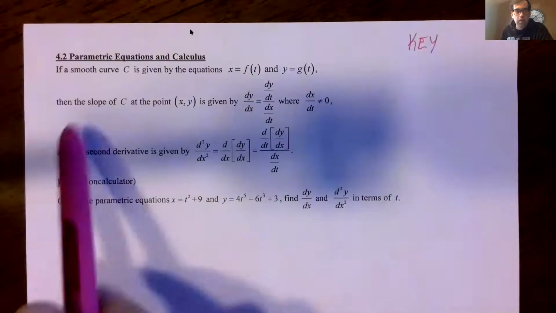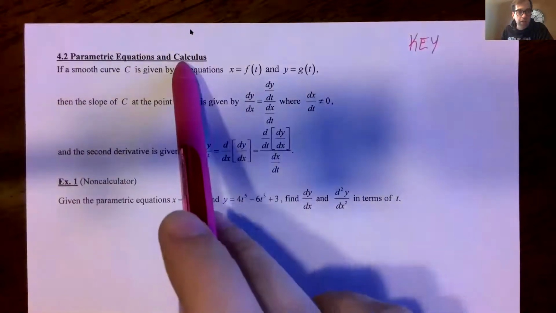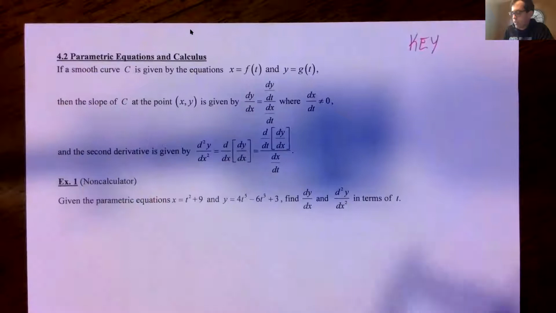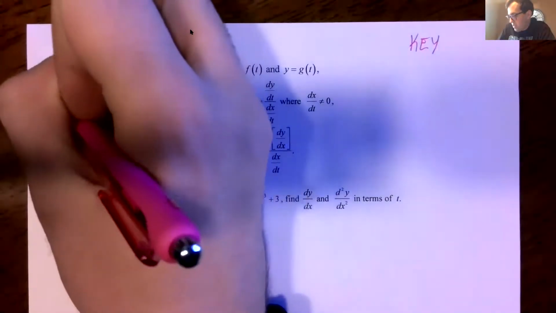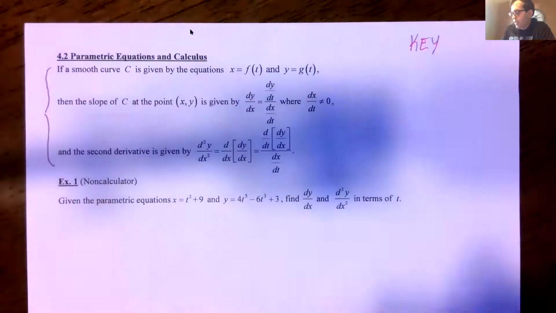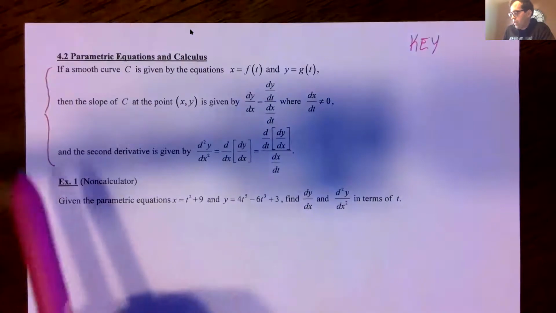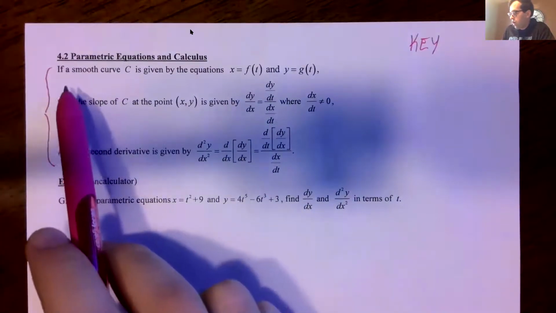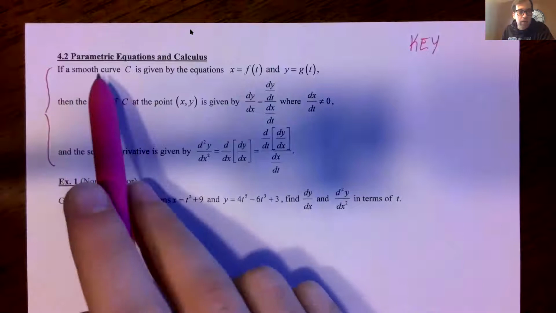All right, so here are our notes for 4.2, parametric equations and calculus. And right up here at the top, these are some really important definitions and formulas that we're going to be using in this note. So let's take a look.